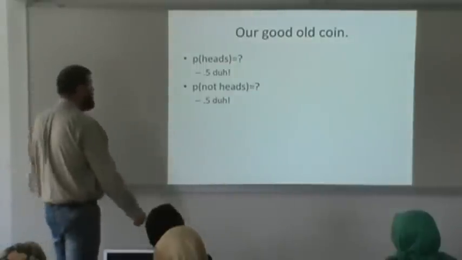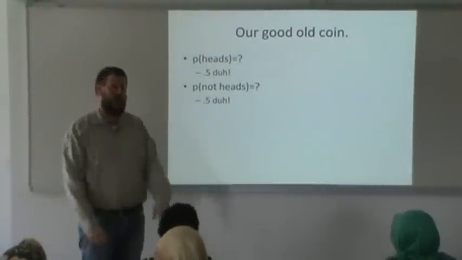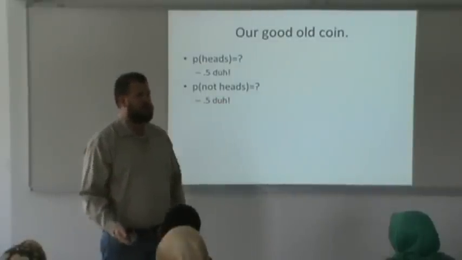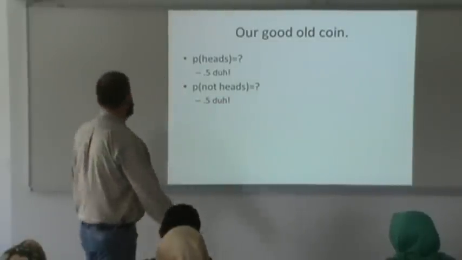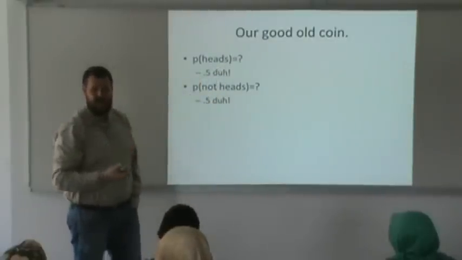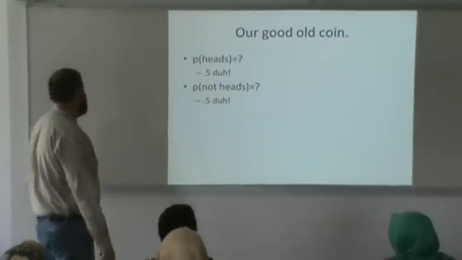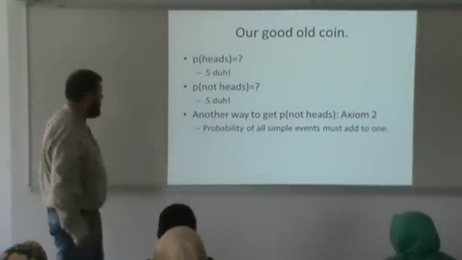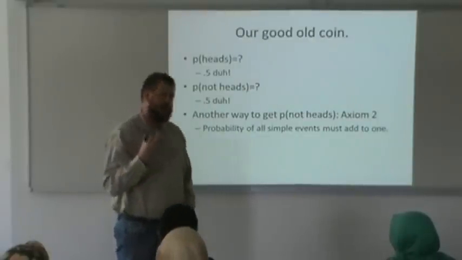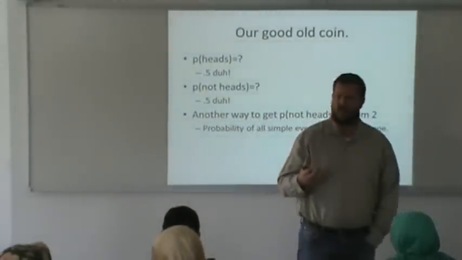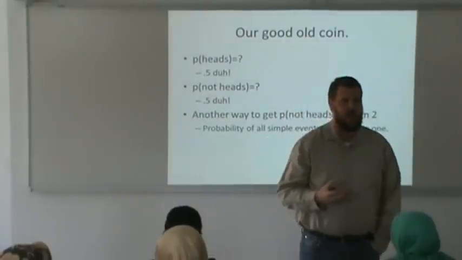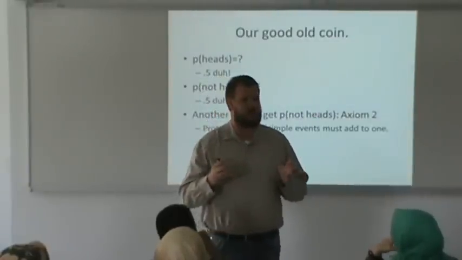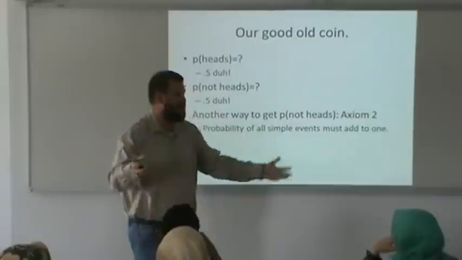Okay, so back to our good old coin. Probability of heads is 0.5. Probability of not heads is 0.5. Probability of not heads is just the probability of a tails, which, if it's a fair coin, I maybe should have said good old fair coin up there, is also 0.5. Another way to get the probability of not heads is using axiom 2. I had some trouble describing what an axiom was last time, so we Googled it after class. Basically, an axiom is a statement that is generally accepted to be true. So it's like a law, sort of what I was suggesting.